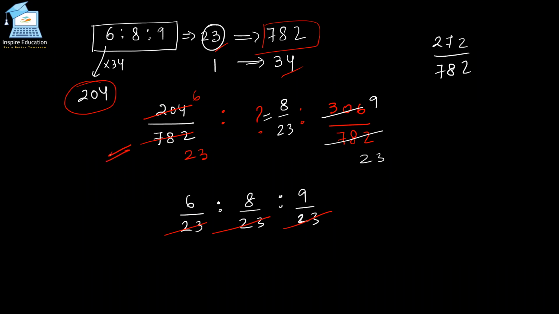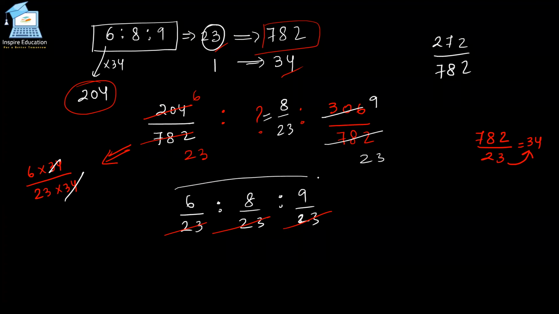The answer is in front of you. Look, how did you get 204? 6 into 34, you got 204. How did you get 782? You cut 782 by 23 and you got 34. Are you getting my point? This means 23 into 34 is 782. So 782, I can write as 23 into 34. So this is very visible in front of us: 204 by 782 is 6 by 23.